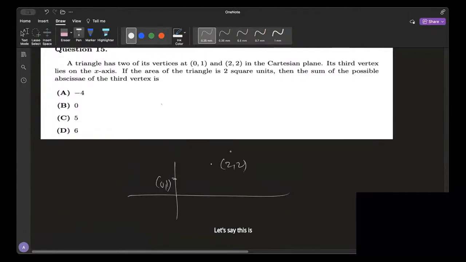Let's say this is (2, 2). And its third vertex lies on the x-axis. So it could be here, it could be here, it could be here, right? This entire thing is the x-axis. Let's take it arbitrarily here. Let's call that point (x, 0). Every point on the x-axis looks like this. So the point is (x, 0).